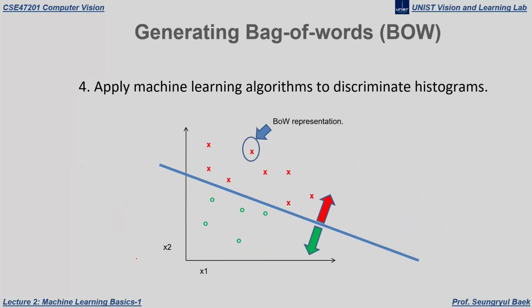And then we will apply machine learning algorithms such as SVM to discriminate the histograms, which means mapping the histograms into one of the semantic classes. Okay, that is actually the bag of words pipeline. So we want to encode images as the histogram of the visual words. For doing that, we apply a clustering algorithm on the image patches to make the visual words.